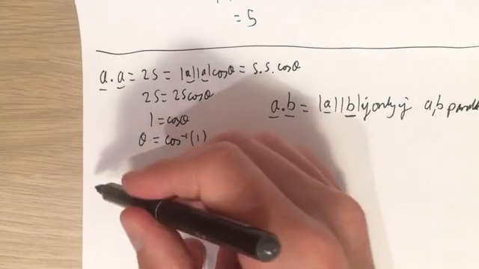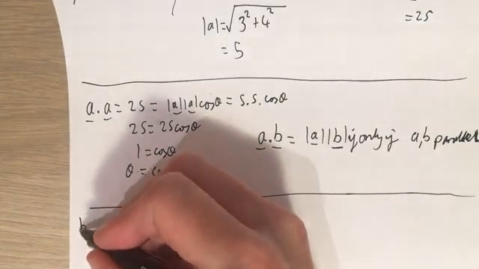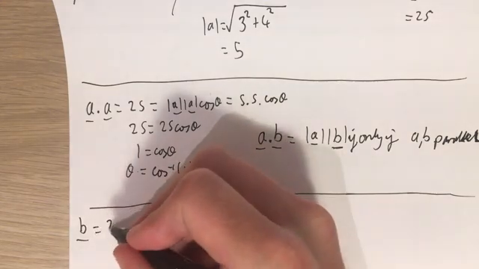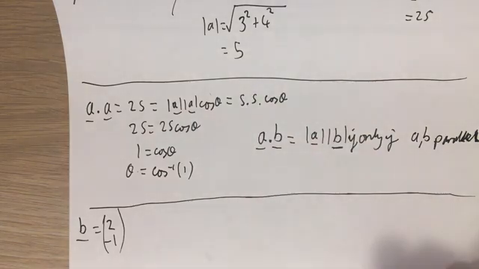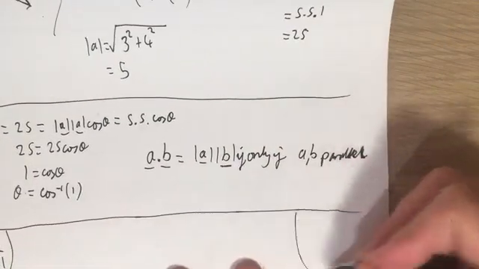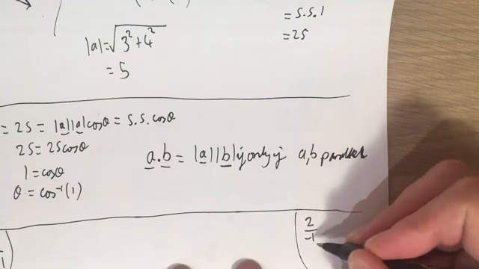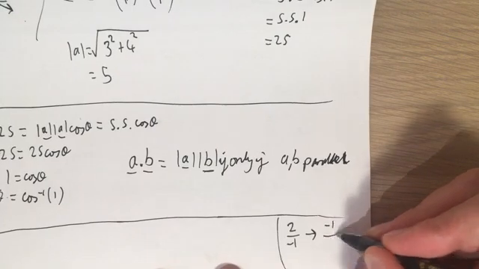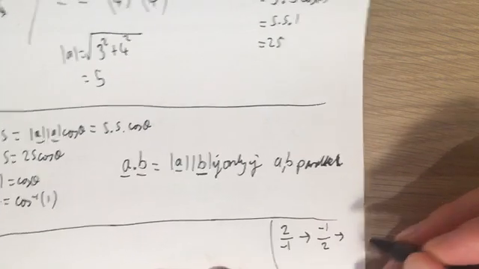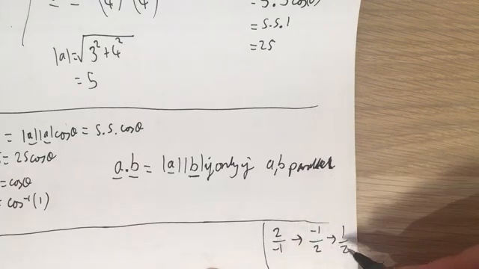Okay? What other special case is there? Well, let's have a look. Let's play with B. B feels a bit left out. B is 2, minus 1. Now, you might remember from straight lines, I hope you remember from straight lines, that if I wanted to find a perpendicular gradient, so if I had 2 over minus 1 as a gradient, and I wanted to find a perpendicular gradient, I would flip it and get minus 1 over 2, and then I'd flip the minus sign as well and get a half. So minus 2 is perpendicular to a half in gradients.